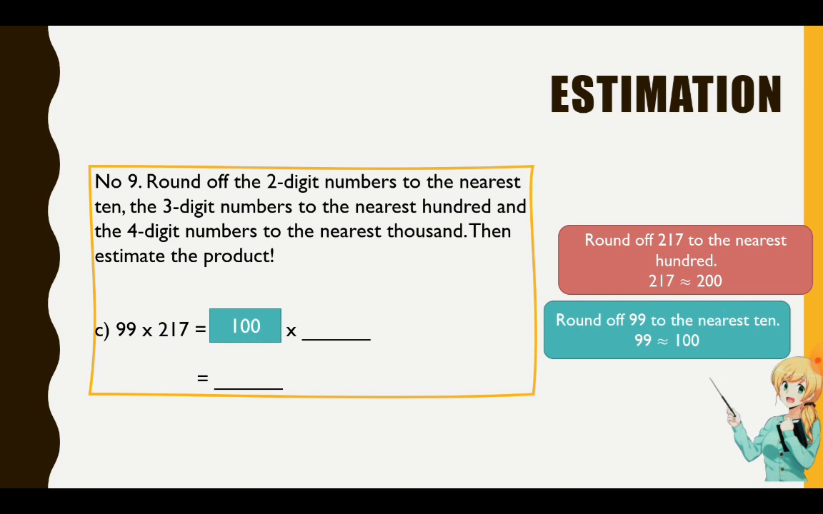The next number, round off 217 to the nearest 100. 217 is between 200 and 300, but closer to 200. So 217 is approximately equal to 200. Now we multiply the numbers. 1 times 2 equals 2. And then the zeros that we have from 100 and 200 total 4. So the answer is 20,000.